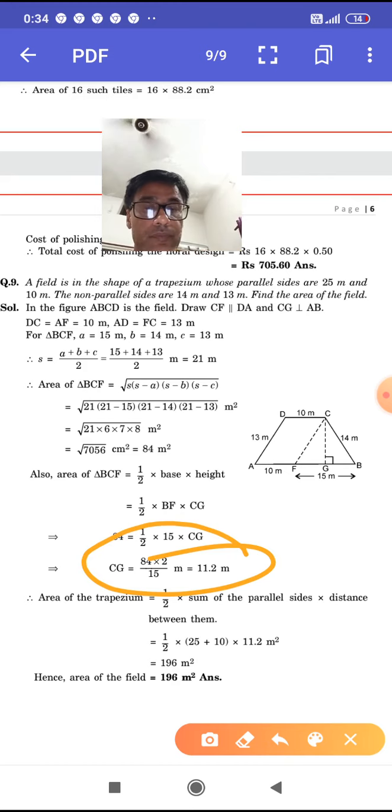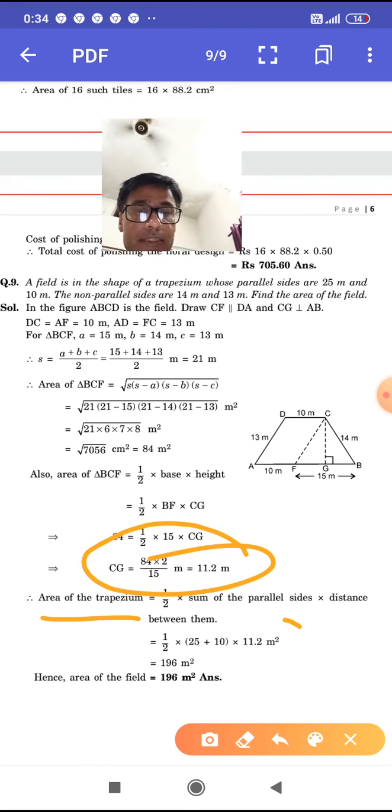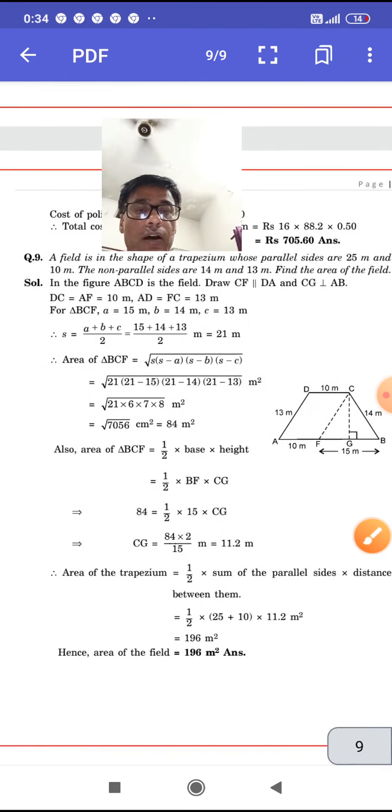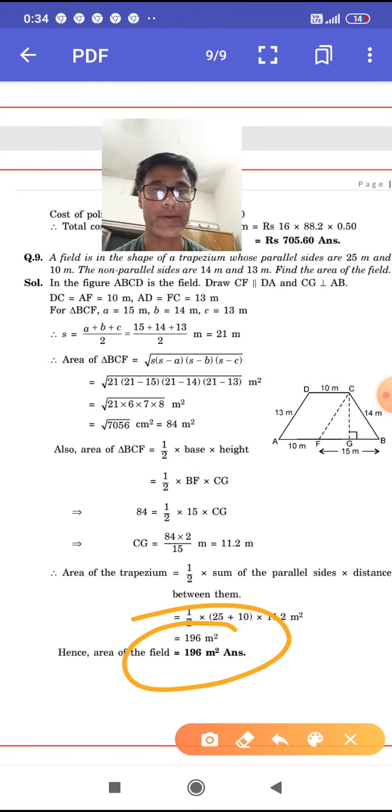So we will get the height as 11.2 meter. Now we put this value into the formula of the area of a trapezium, 1 by 2 sum of parallel sides into the distance between them. The sum of parallel sides means 25 plus 10. So 1 by 2 into 25 plus 10, multiplied by the height we have already calculated, 11.2 meter. Then we simplify it and the answer is 196 meter square. Okay students, so that's all for your exercise 12.2. Thank you very much.